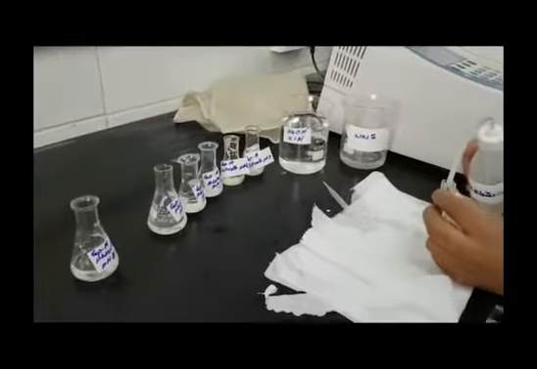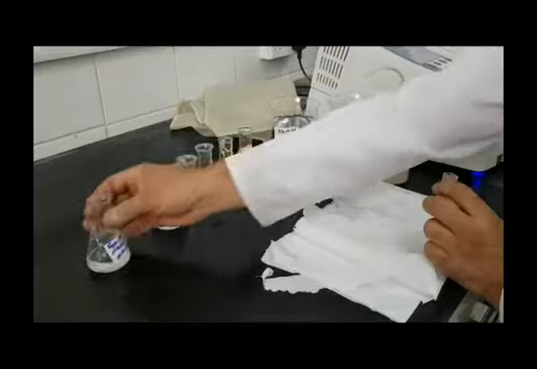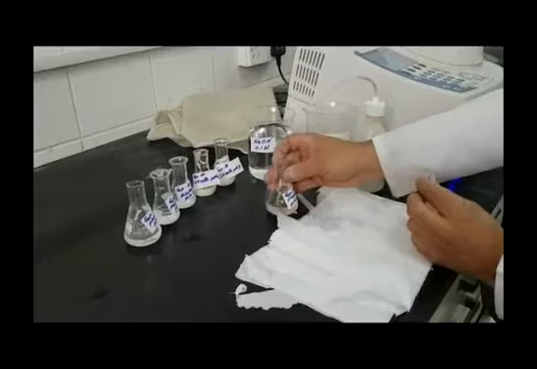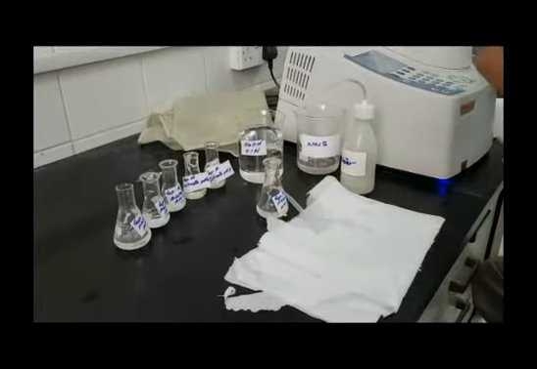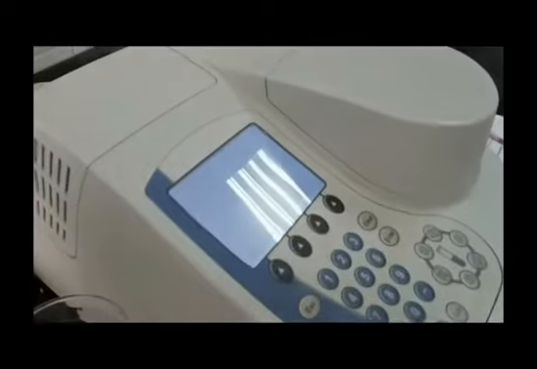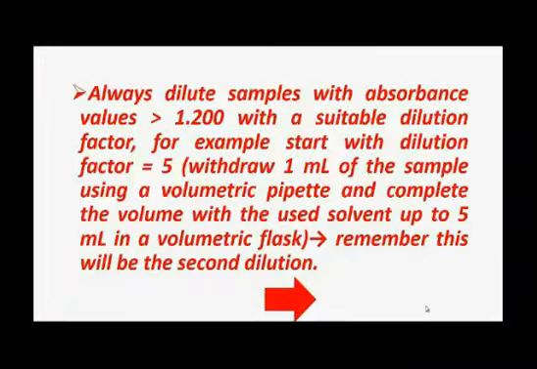Then, how to calculate the overall dilution factor? The overall dilution factor is simply the multiplication of dilution factor 1 and dilution factor 2. Always dilute samples with absorbance values more than 1.2 with a suitable dilution factor. For example, start with a dilution factor equal to 5.